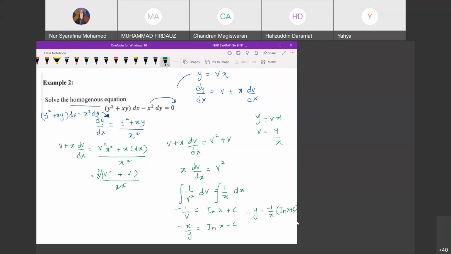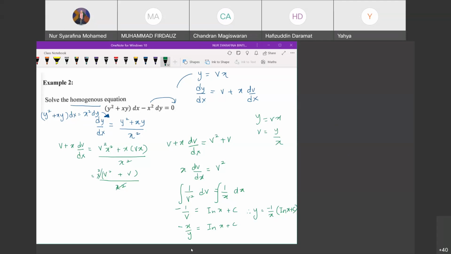As you can see, there is not much difference between separable and homogeneous. Just that we have to use substitution first. Once you substitute and simplify, as you can see, it is a separable equation. So solving this separable equation, you just separate the variables and then integrate both sides. Okay, clear? Anyone has a question? Okay, clear, good.